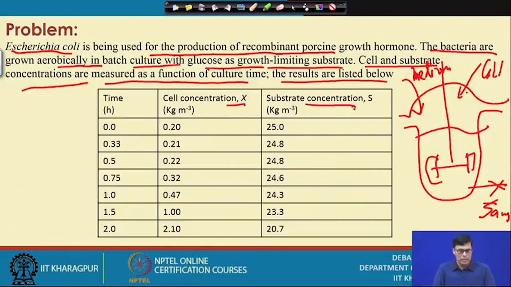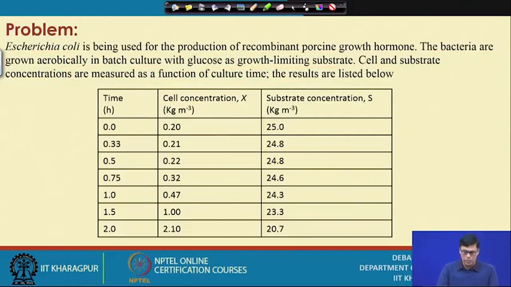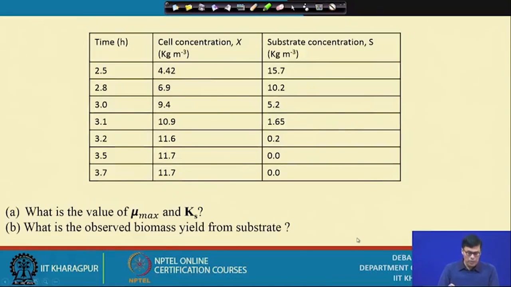This problem deals exactly with this, and these are the experimental results that have been given. Then what they are finally asking for is the value of mu max and Ks, that is, the maximum specific growth rate and the saturation constant Ks, and the observed biomass yield on the substrate. These are the parameters we shall have to determine.